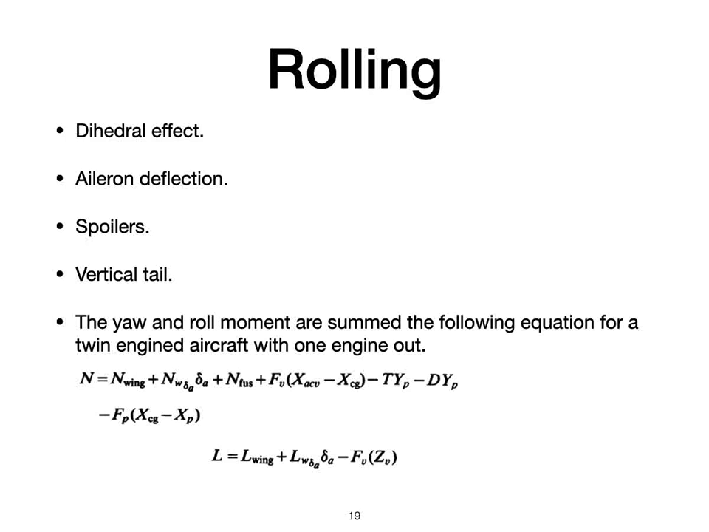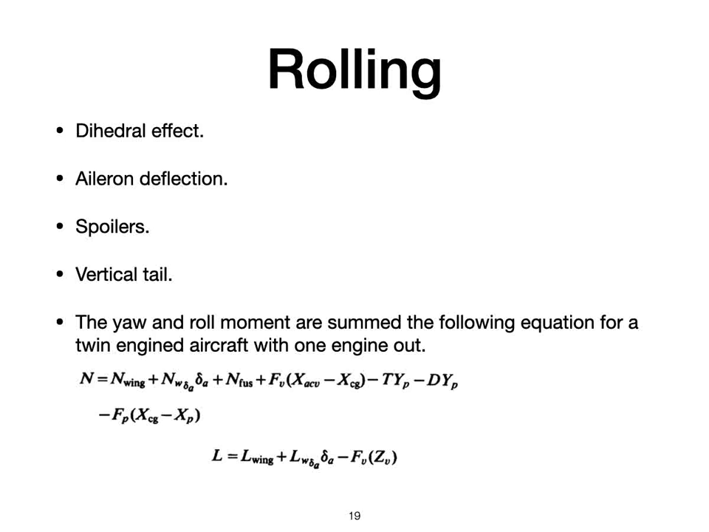The ailerons, the primary roll control device, operate by increasing lift on one wing and reducing it on the other. The aileron deflection delta A is defined as the average of the left and right aileron deflections, in the directions shown.